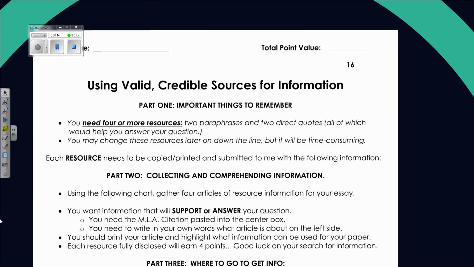Do this on the screen, but I'm going to point them out for you. Definitely they're bolded and highlighted, but that doesn't always seem to be enough. Part one, important things to remember as we start into the computer lab.